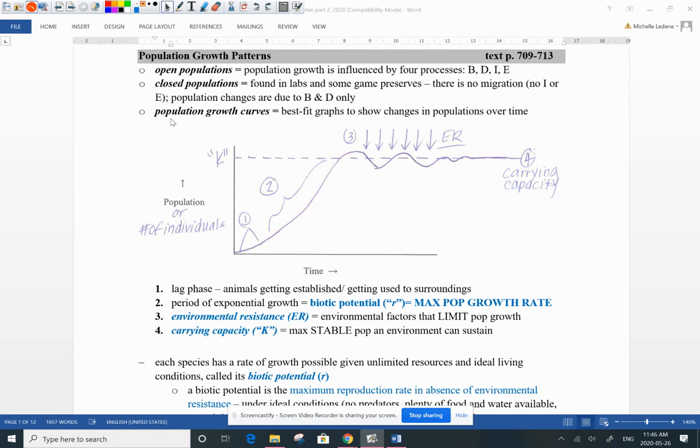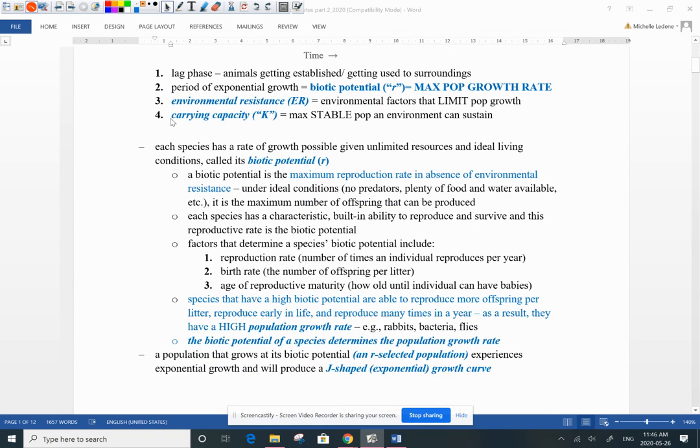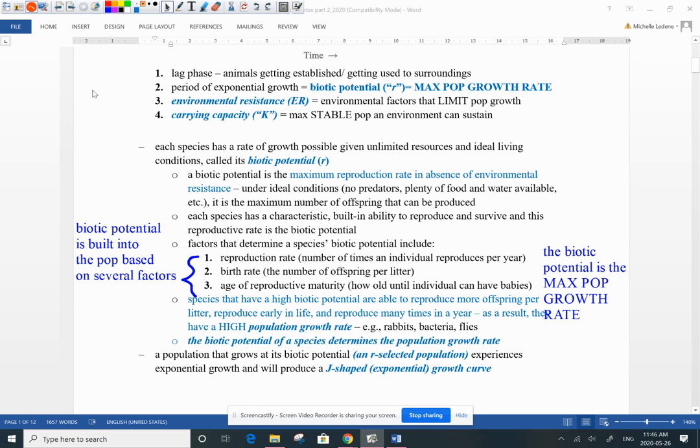And as I mentioned, the biotic potential is a really important thing that is different for every species. And it's based on a bunch of factors. Like I mentioned, how many times can an individual reproduce in a year? What's the birth rate? How old are you until you can have babies? So for instance, I read somewhere that an elephant can't have offspring till it's 30 years old. So its age of reproductive maturity is very high.